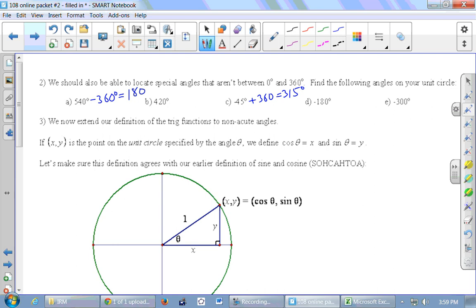So pause the video, figure out where parts B, D, and E are, and then label them on the unit circle, and then come back.